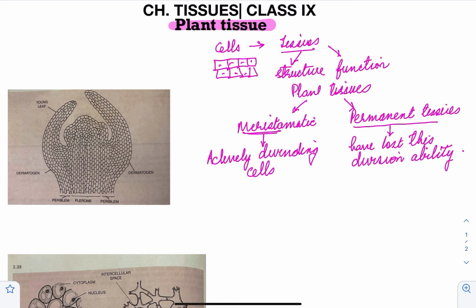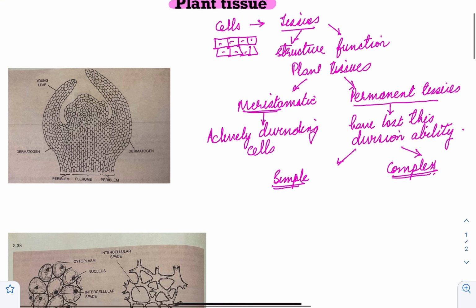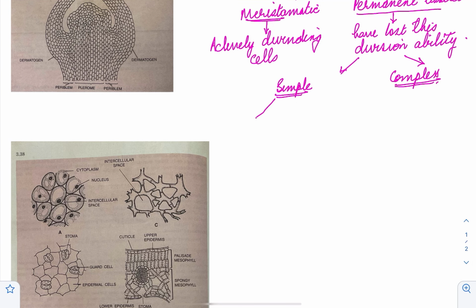Alright. Now permanent tissues, as we are going to study further, consist of two broad categories. One is simple permanent tissue, and another one is complex permanent tissue. Now again, for simple permanent tissues, you have other categories. For example, you have tissues like parenchyma. You can have a look here how the cells are round and simple, and their basic function is just storage of food.